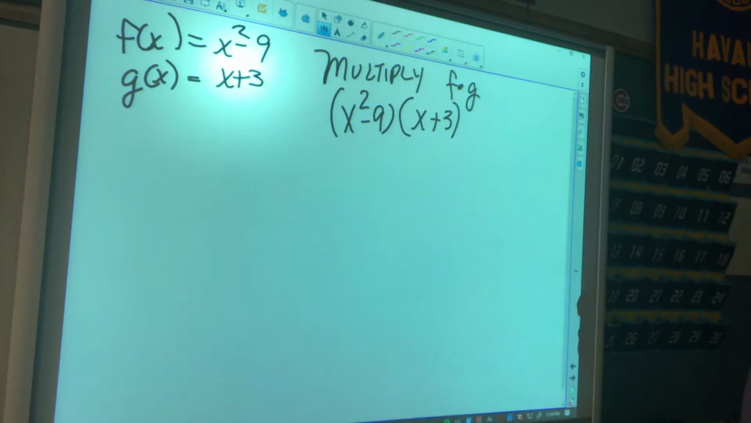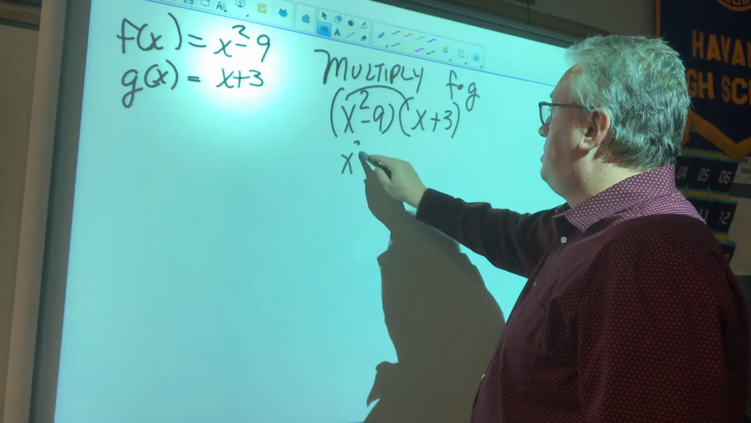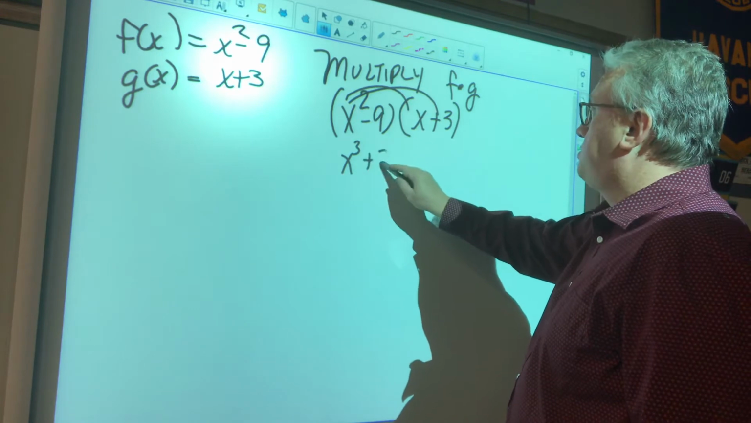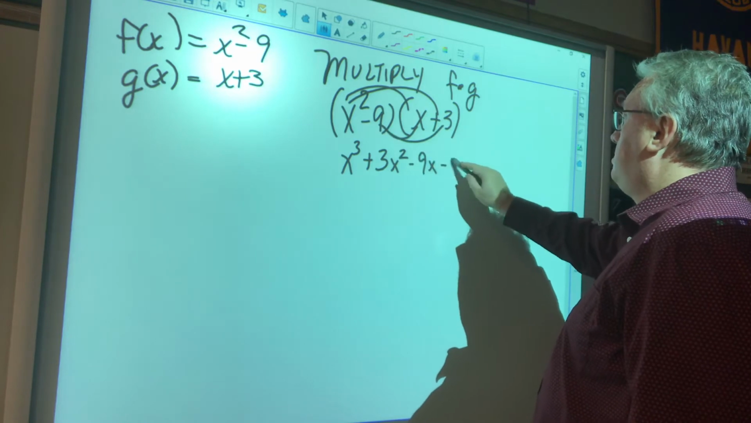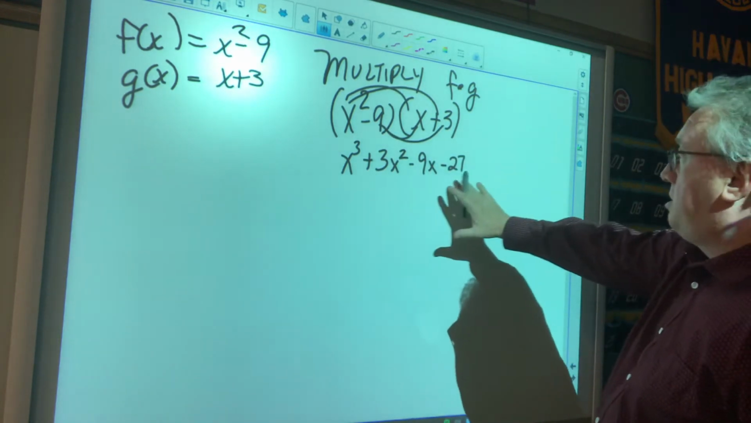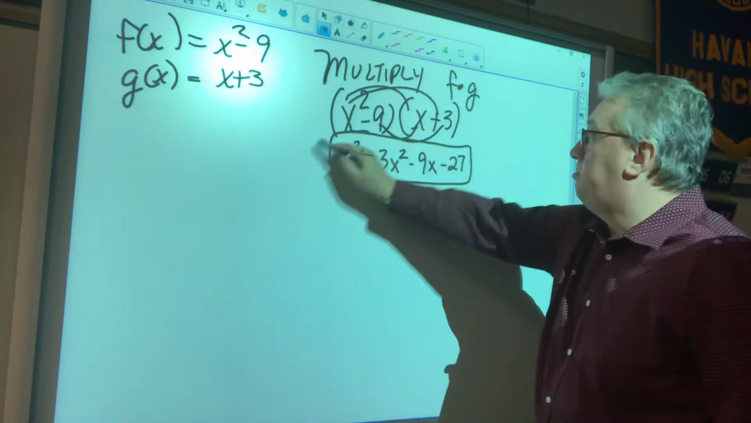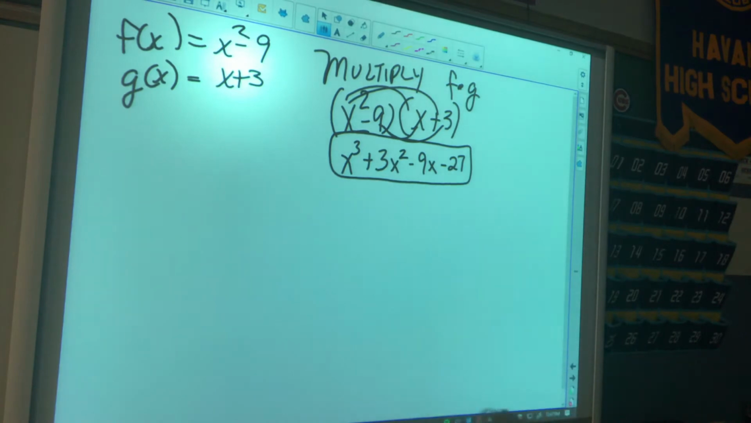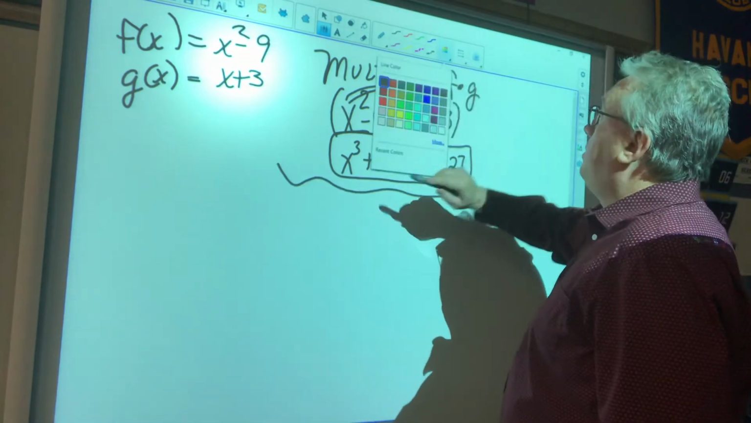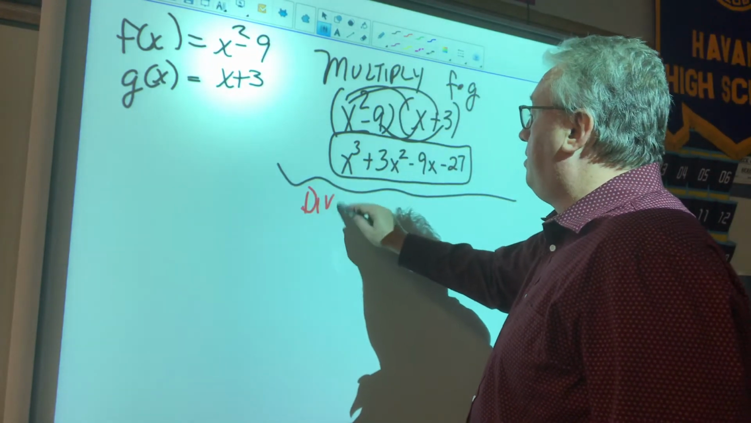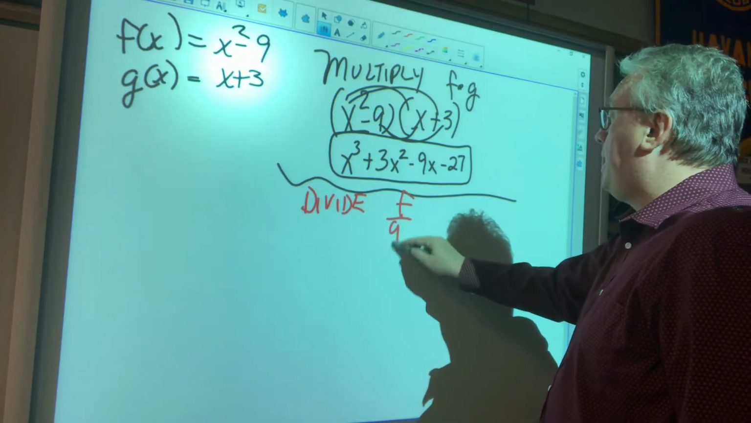Now here we can use the double distribution or basic FOIL, right? X squared times x is x cubed, plus 3x squared, minus 9x, minus 27. Take a look. Do we have any like terms we can combine? No, we don't. So boom, there's your answer. All right? That's multiplying. Now, let's go to a different color. Let's divide. Okay, we want to divide f divided by g.